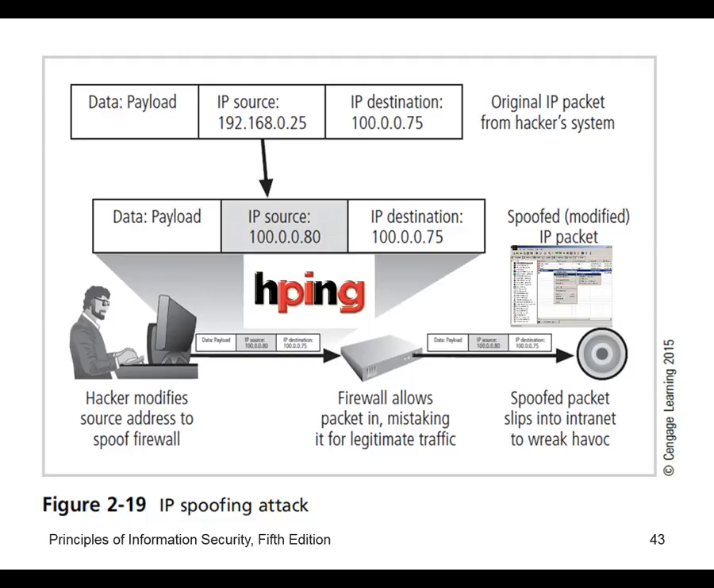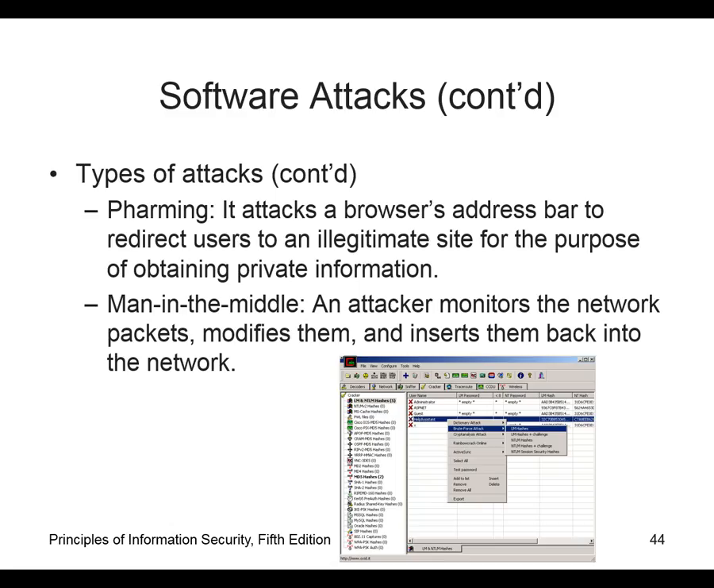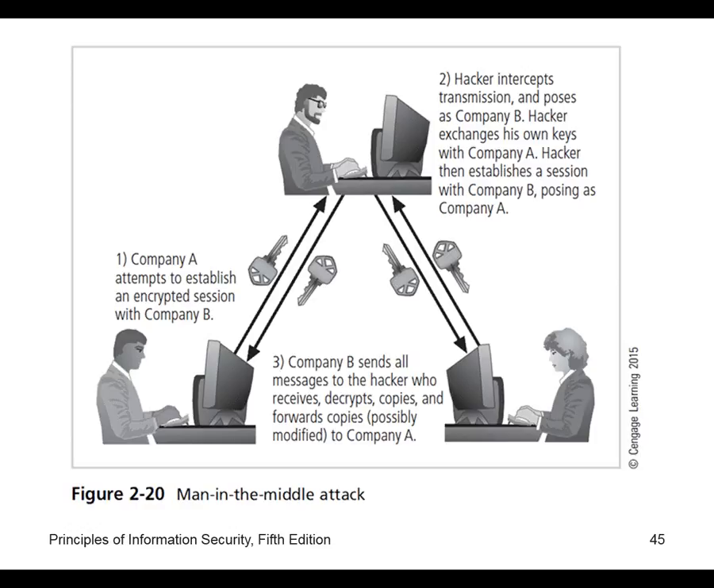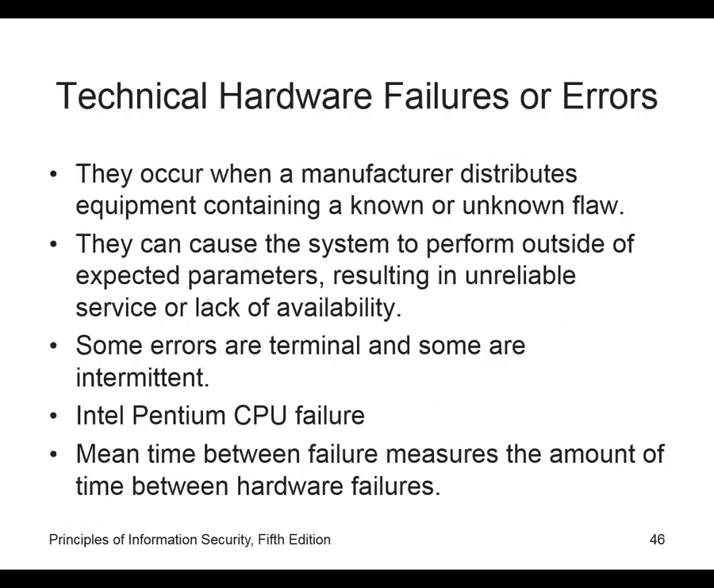What do you use in addition to Cain? HPing3. Why it says HPing is beyond me because it's actually HPing3. Pharming, man-in-the-middle attacks. You can use Cain for man-in-the-middle attacks too. There's a picture of man in the middle. He's just capturing the data so that he can hijack.